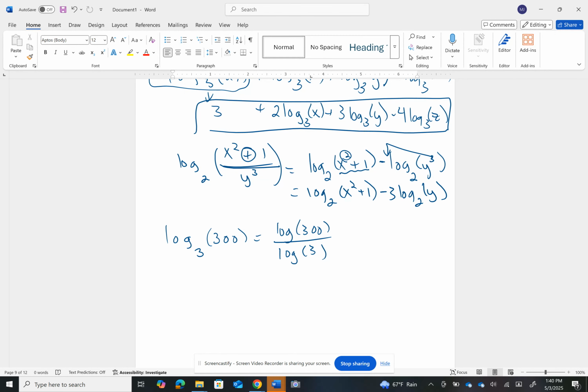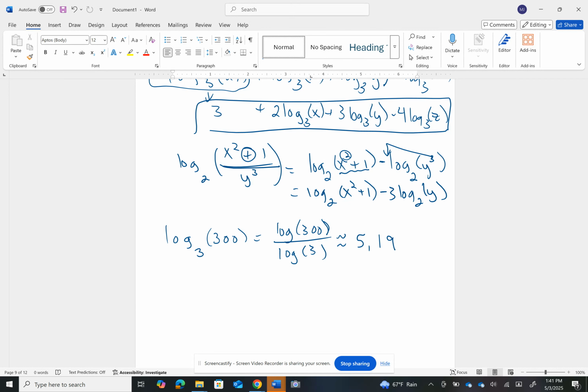Let me grab a calculator real quick. You be working that one out. Okay. So I'm doing log of 300, and I'm going to go ahead and just divide that by log of 3. Make sure you close the parenthesis after you type in the 300 before you hit division. And that turns out to be about 5.19 if I were to round to 2 decimal places.